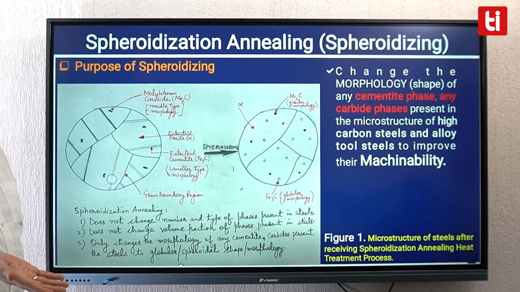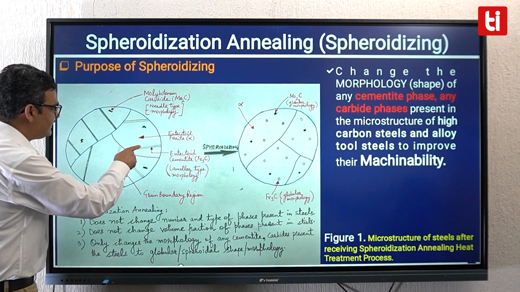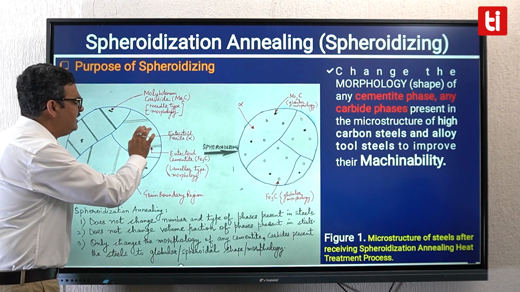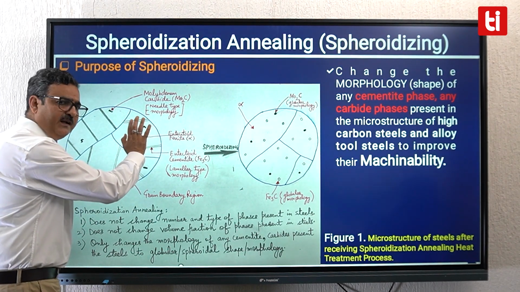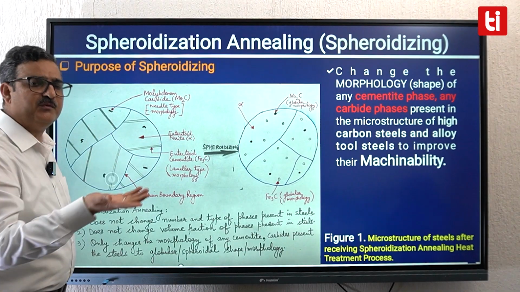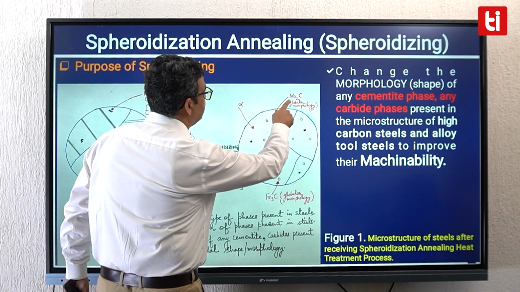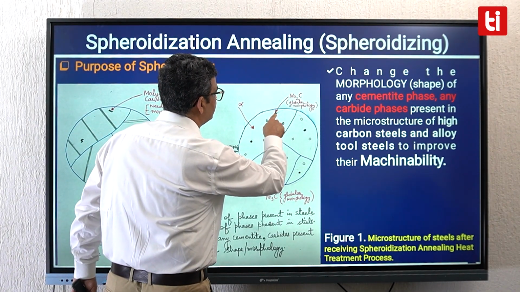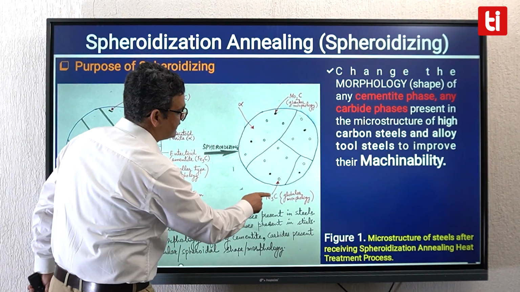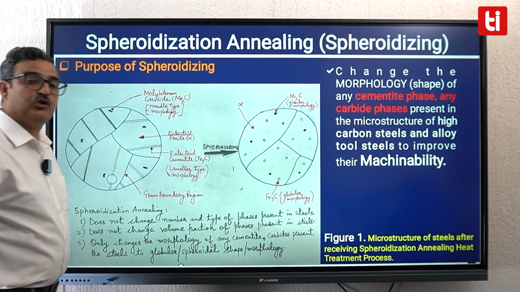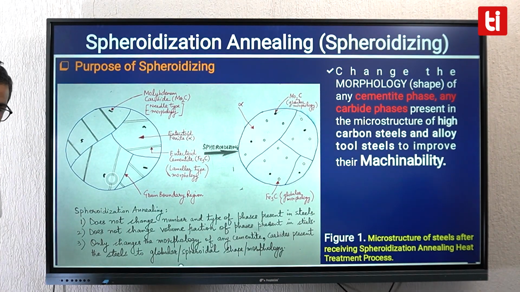After it has received the annealing process, all this lamellar cementite, all this any shaped carbide, they all will transform into a globular or spheroidal form. So you can see molybdenum carbide, which was needle type, becomes globular. You can see this cementite, which was lamellar, again changes to globular.